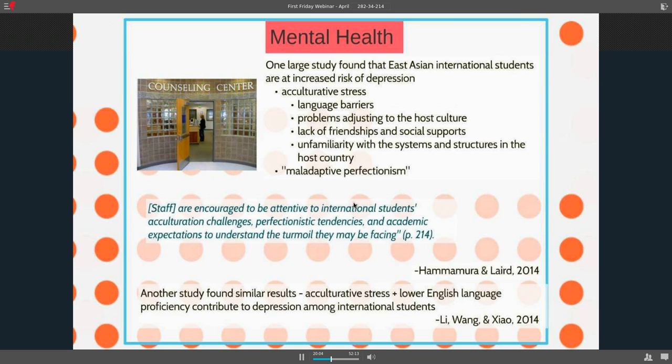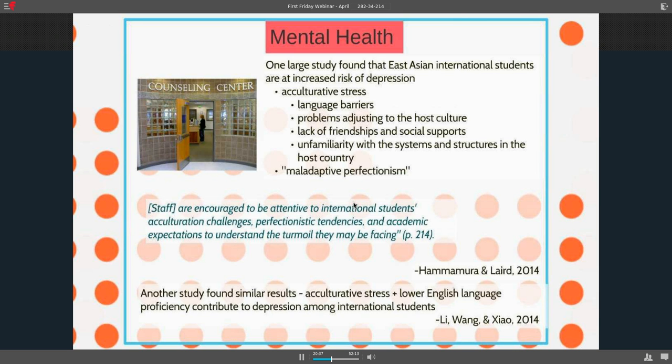So specifically focusing on the mental health aspect, there was a large study that focused on East Asian international students, and that's because they are the largest group of international students. And they found that they were at increased risk of depression compared to domestic students at similar institutions. The authors think that this is because of the effects of acculturative stress, like Sue Ann mentioned, and we keep talking about language barriers, the adjustment, the lack of friendship, especially if you came expecting to make friendships and you're trying to make friendships and you're not feeling like they're reciprocated. That's a really difficult situation.